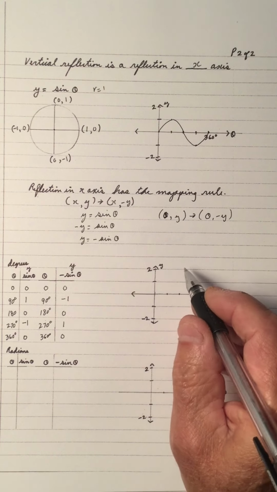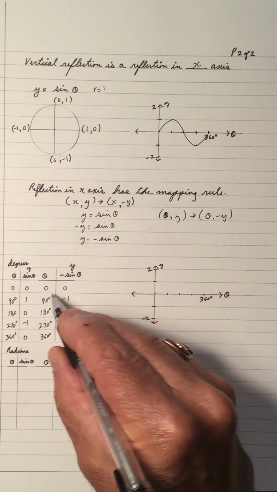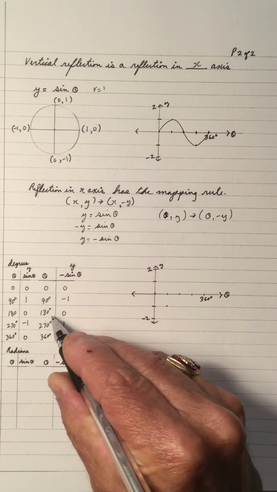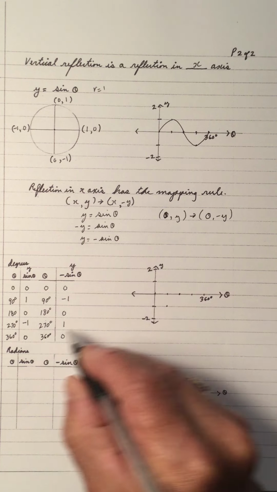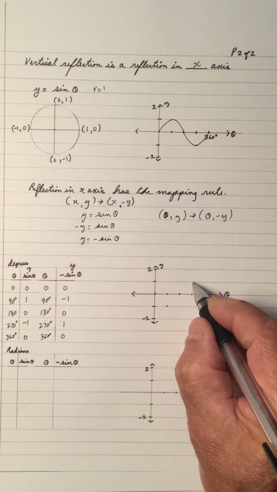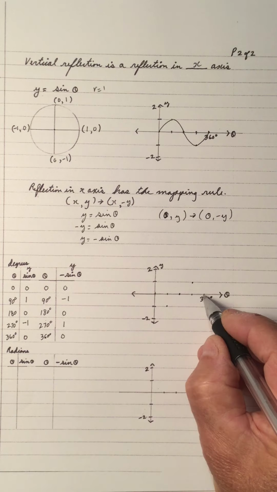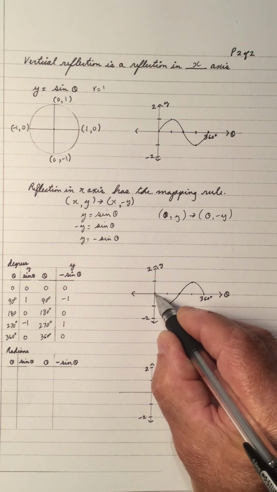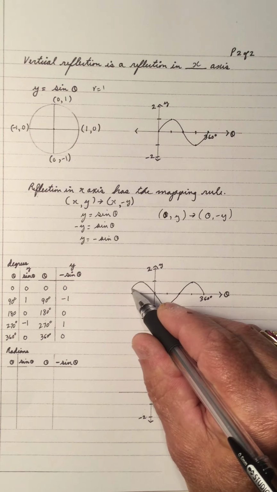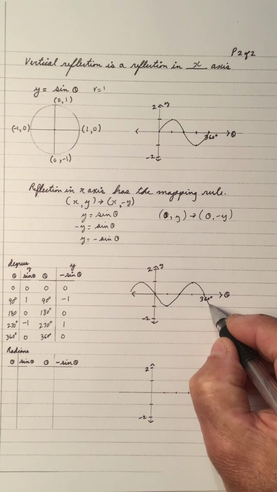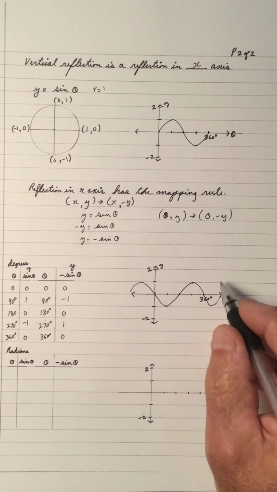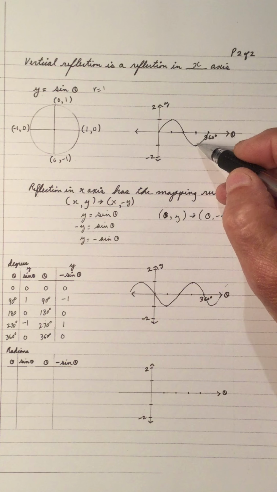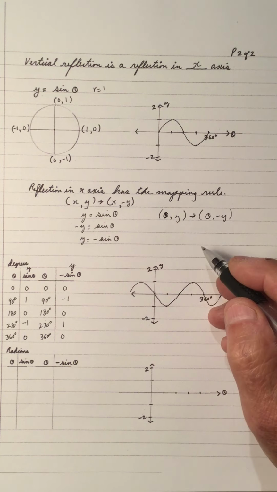So now I'm going to plot when we reflect. 0 gives me a 0. 90 gives me a negative 1. 180 gives me 0. 270 gives me 1. 360 gives me a 0. So this is the sine graph. Again, this continues on like this forever. But notice that it's reflected, so the 1 became negative 1, and the negative 1 became 1, so it flipped over.